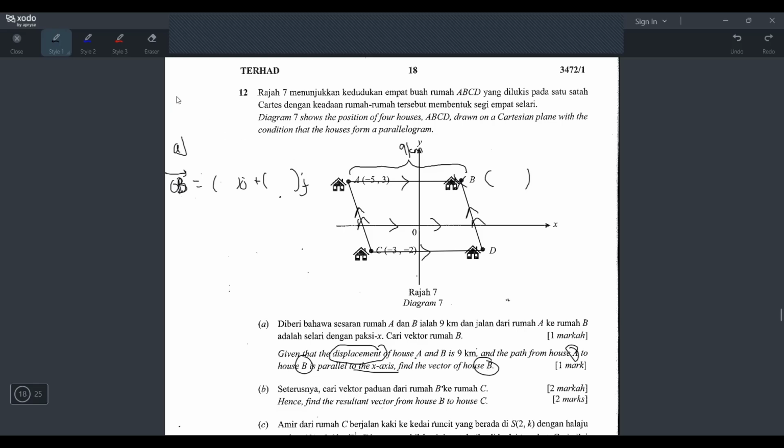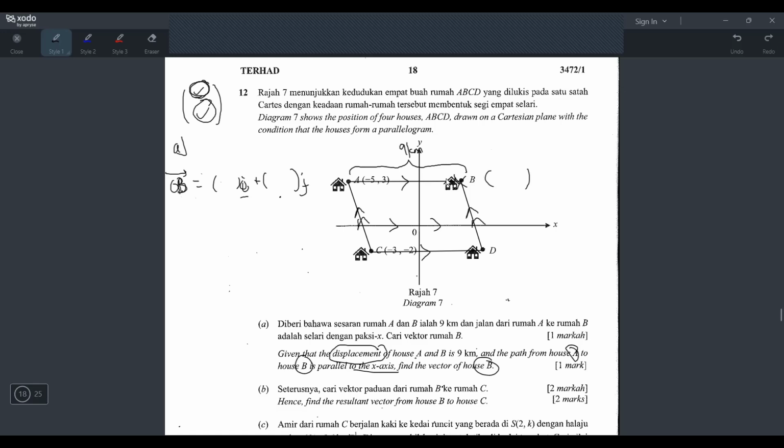Okay. But when it's in terms of i, j, you can actually write it in a column vector form where you write atas, bawah like that also can. So atas would be the pergerakan i, bawah would be pergerakan j. I means i is for the pergerakan yang kiri kanan lah, j is for pergerakan yang atas bawah. So O to B. So I think first I need to have coordinate of B first lah.